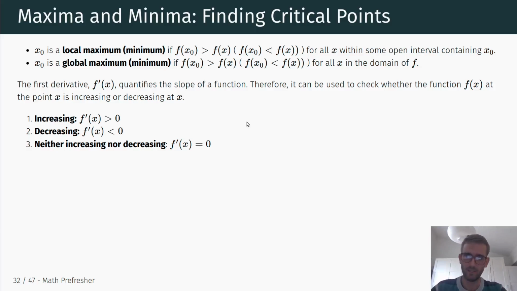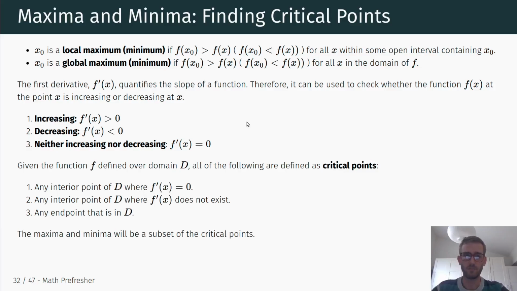It doesn't always have to be a maximum or a minimum, but at least it is one of the critical points. So given the function f defined over the domain D, all of the following are defined as critical points. First, any interior point of D where f prime of x is equal to 0, so any point at which the slope is 0.